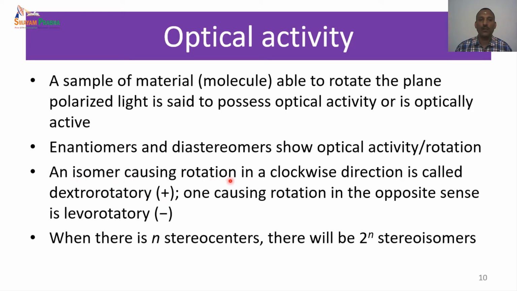An isomer causing a rotation in the clockwise direction is called a dextrorotatory or plus isomer, and the one causing the opposite sense, that is the anti-clockwise rotation of the plane polarized light, is called a levorotatory or a negative isomer. And one more thing we have to remember is that n stereocenters, that is stereogenic centers, in a compound lead to 2 to the power n stereoisomers. So these are some basic fundamental things about optical activity.